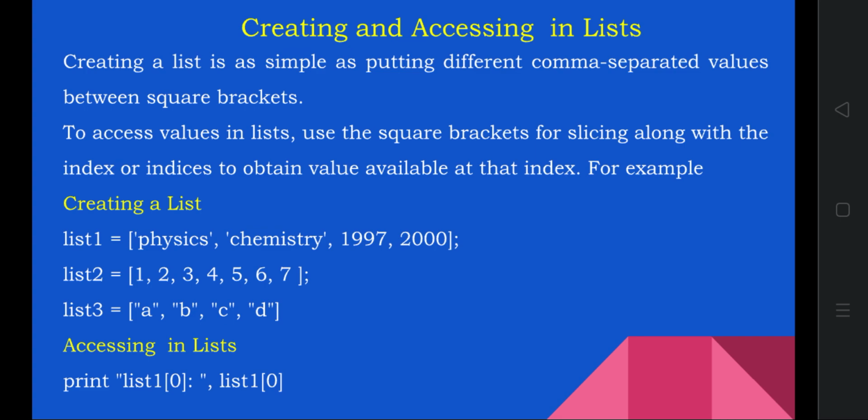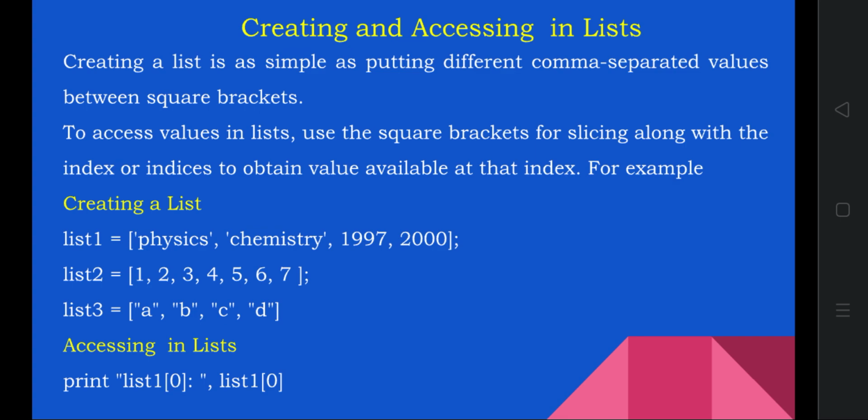To say I need the first element, 1 is the index. I need the 10th element, 10 is the index. Likewise, if we give the statement print list 1 of 0, what is list 1 of 0? List 1 is the list name and 0 is the index.